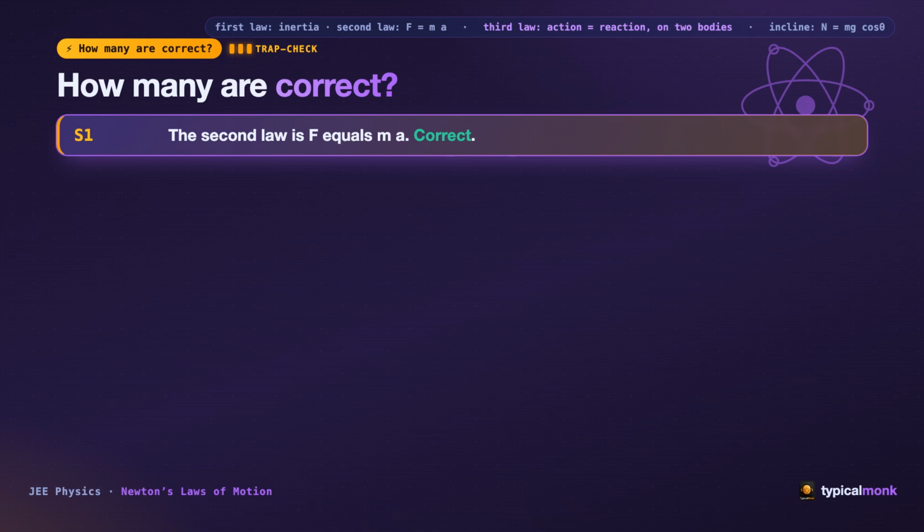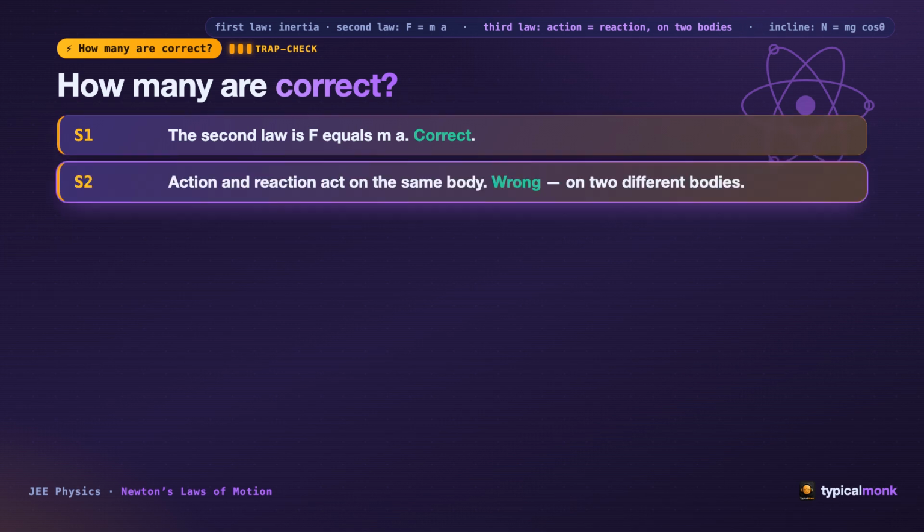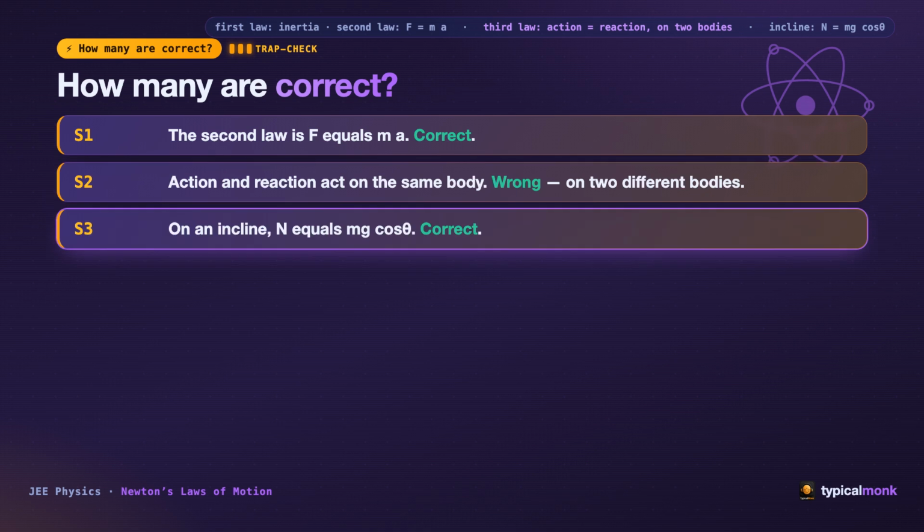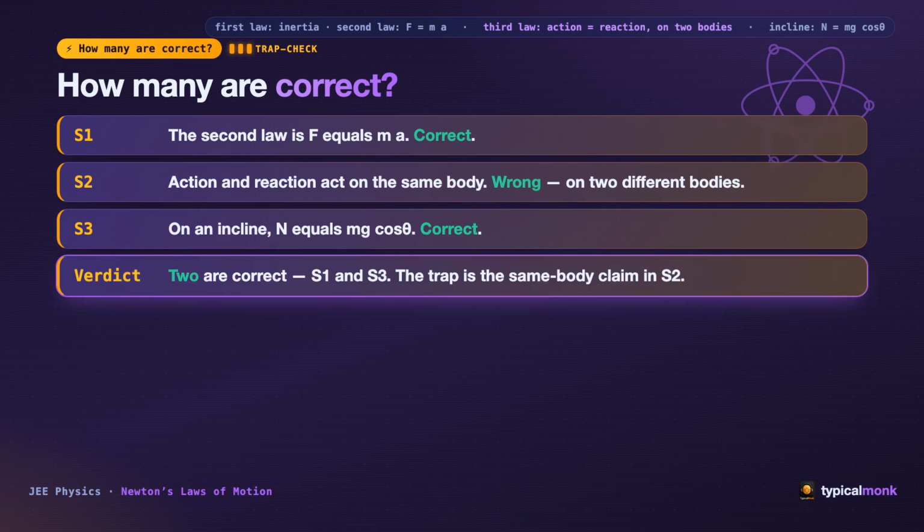Now, how many of these statements are correct? Statement 1. The second law is F equals ma. Correct. Statement 2. Action and reaction act on the same body. Wrong. They act on two different bodies. Statement 3. On an incline, N equals mg cosine theta. Correct. So the answer is 2 are correct. Statements 1 and 3. The trap is the same-body claim in statement 2.